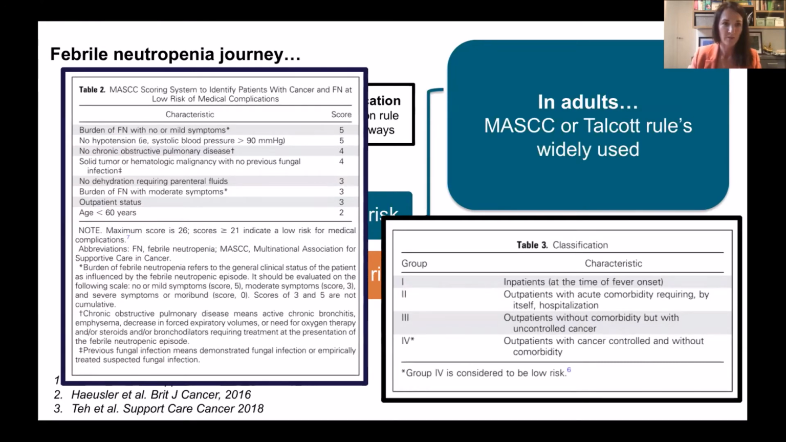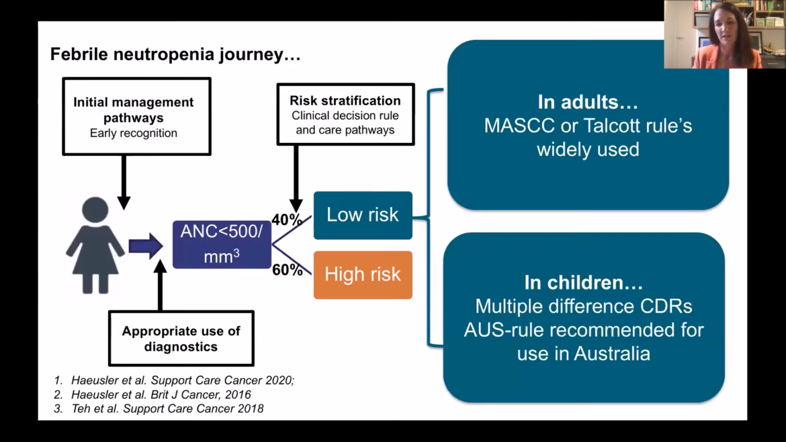So in adults, as I mentioned, those two rules, the MASC and the Talcott rules, are the most widely used and recommended rules. But the story is quite different in children. There's up to 20 different clinical decision rules that have been developed around the world.